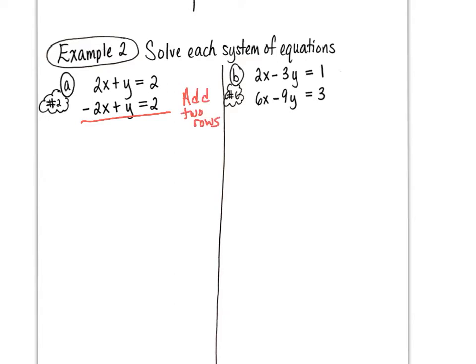So 2x minus 2x is? y plus y is? And 2 plus 2 is? 4. So 2y equals 4. And now we're going to do what?